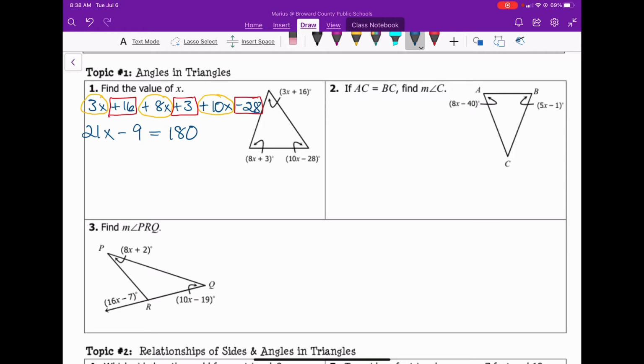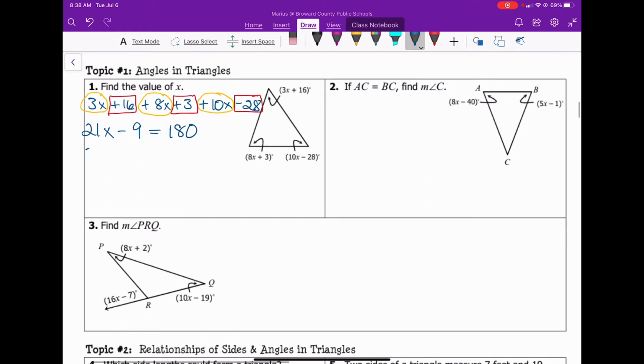Now, from there, we're going to add 9 to both sides. So that's going to make 21x equals 189. And then we divide both sides by 21, which equals 9. So x is equal to 9. But the main thing that you need to remember here is that all three angles of a triangle must add to equal 180. So the sum of the three angles is 180 degrees, okay?